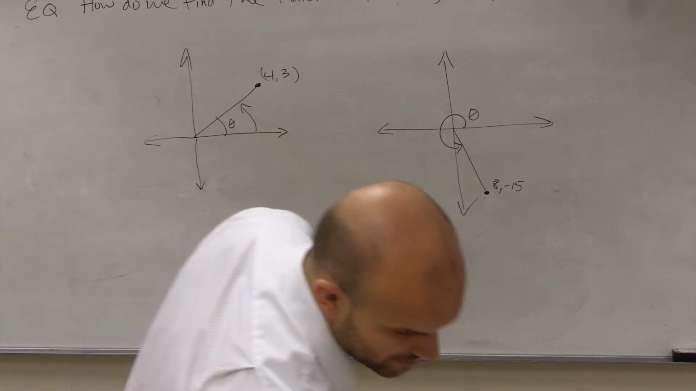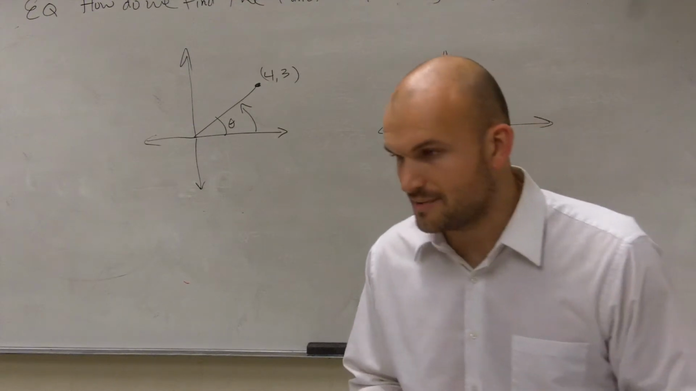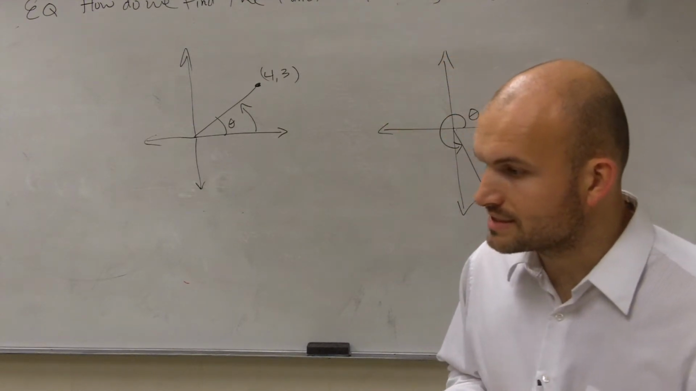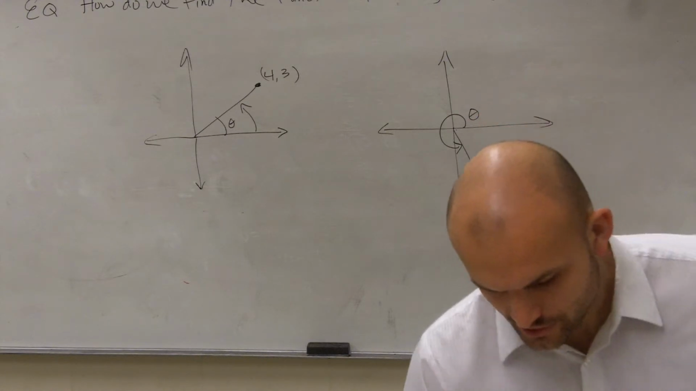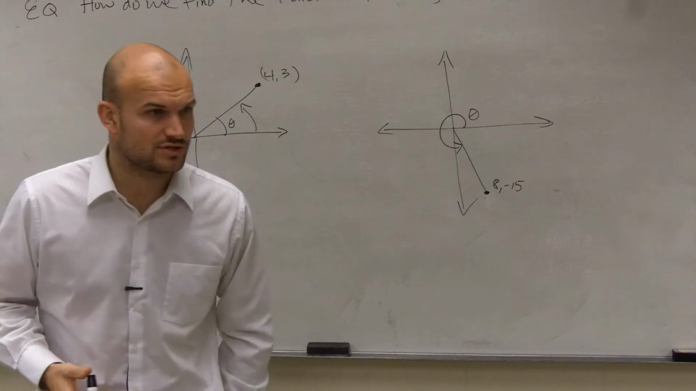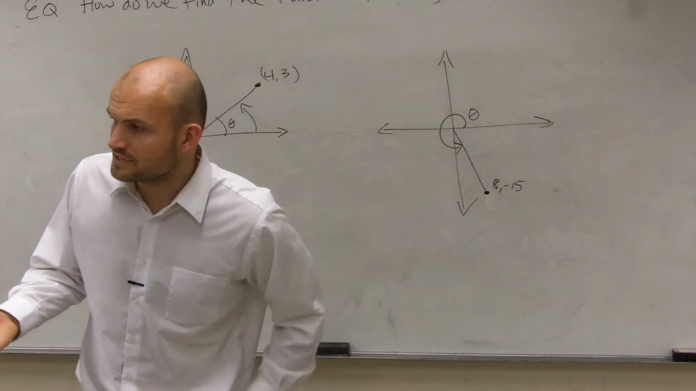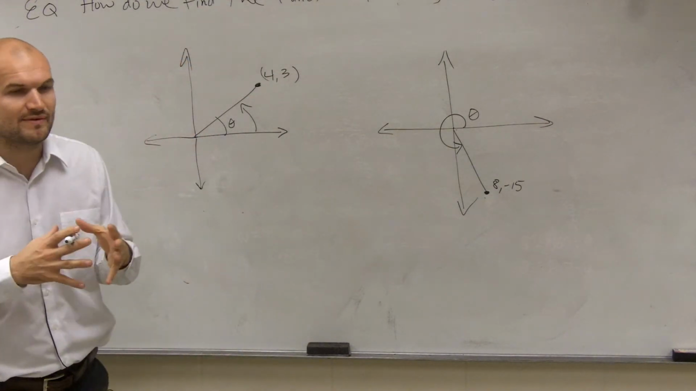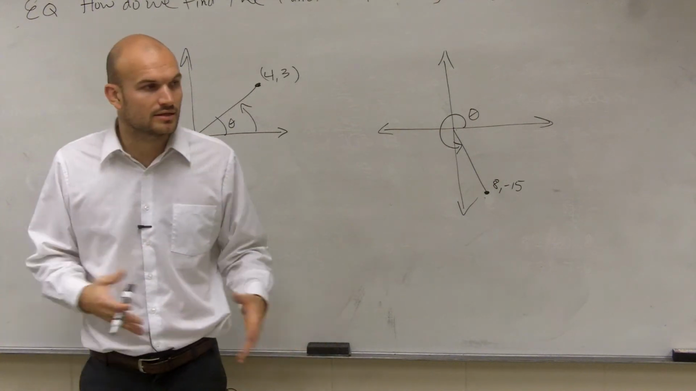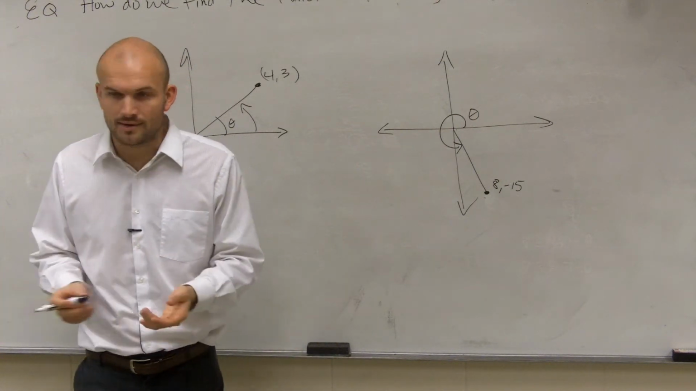So ladies and gentlemen, in this one, you're given a point. For each one of these points, we need to figure out the 6 trigonometric functions, right? Remember, when we've worked on 6 trigonometric functions, we were given the unit circle, which had a radius of 1.